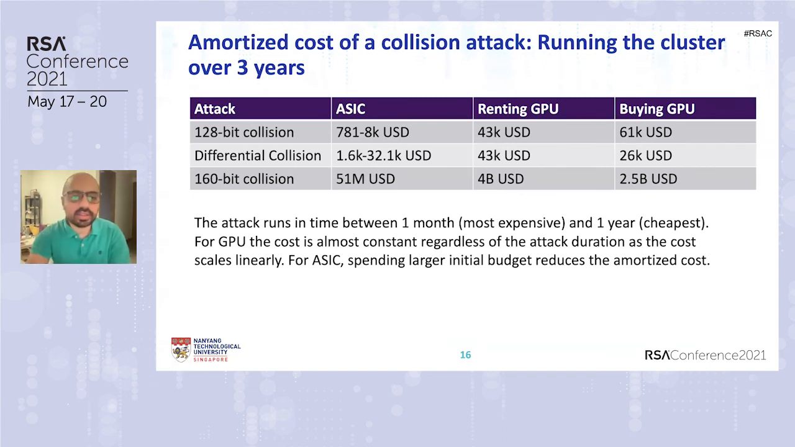Now we see that for the low complexity attacks, attacks that are dominated by 2 to the power 64 complexity, GPUs and ASIC are not that far off. For the generic attack, ASIC is cheaper than GPU, but for the differential cryptanalysis, the GPU is cheaper. While when we go to higher complexity, 2 to the 80, which is related to the 160-bit collision, ASIC is much more competitive.